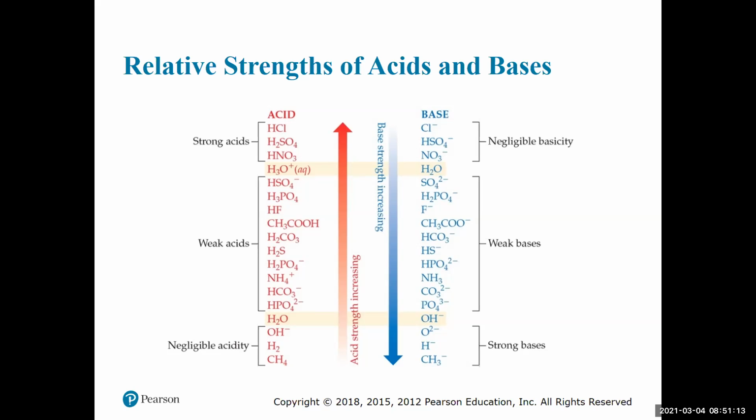On the right-hand side, we see the bases. And on the base table, it's the ones at the bottom that are the stronger bases. Realistically, the bases that we would be concerned about mostly would be like NH3, which is a pretty common base, phosphate a little bit, acetate here you see in the middle, that's the CH3COO minus.